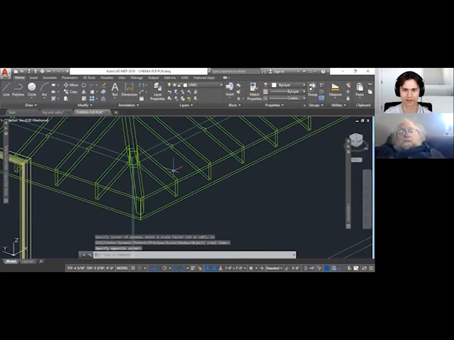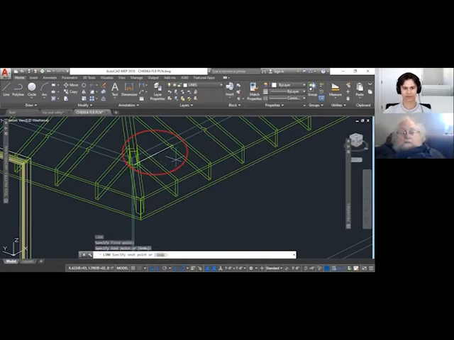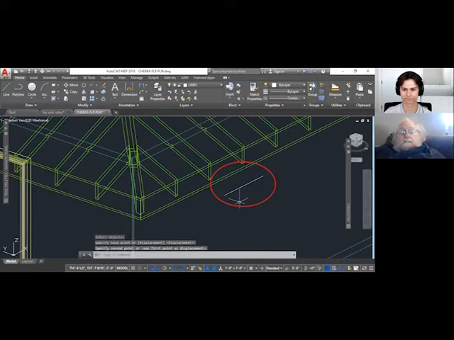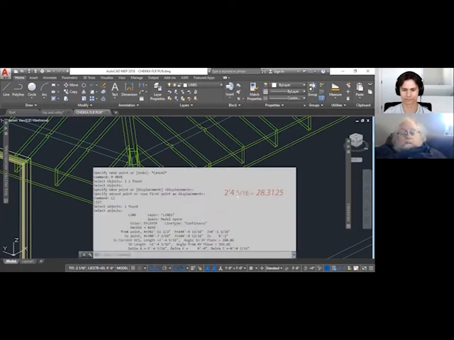I have a certain length from here to the corner. Let's draw a line from the long point side of that jack rafter over to the corner. Now, if I move that, I can see that line has a length of 2'4 5/16.